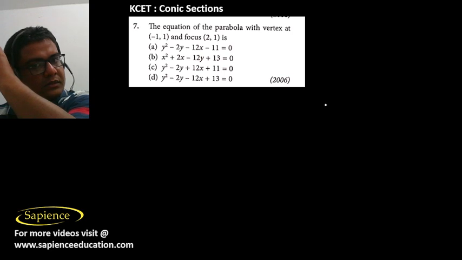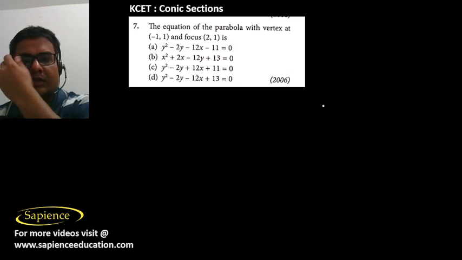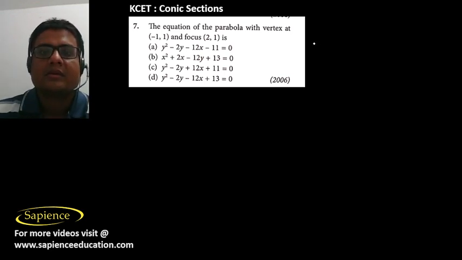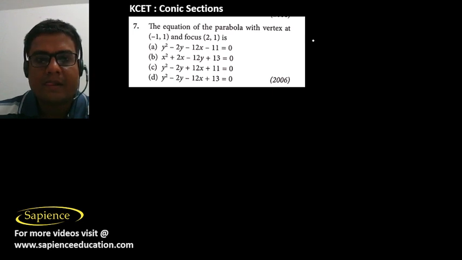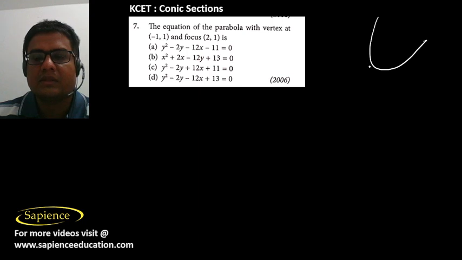Okay, then it is told that the equation of the parabola with vertex at minus 1 comma 1 and focus at here. So the parabola is somewhat like this, where the vertex is at minus 1 comma 1 and the focus is at 2 comma 1.